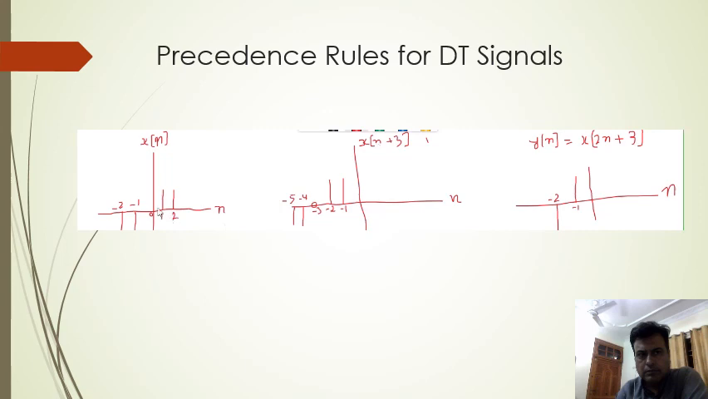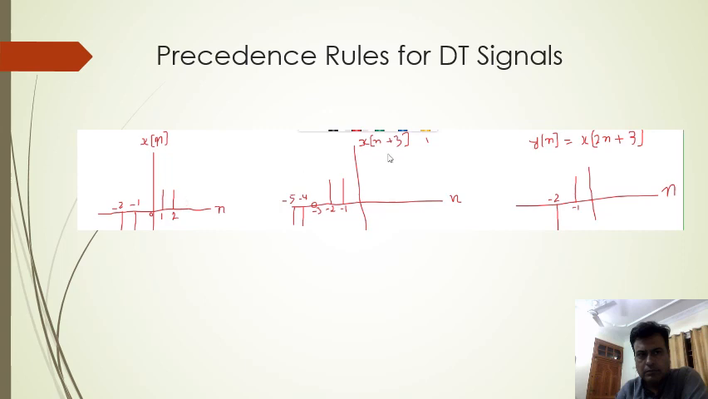Our signal x of n has a value of -1 at n equals -2 and -1. Its value is 0 at n equals 0, and its value is 1 at n equals 1 and 2. Besides these 5 points, the signal x of n is 0 for all other values of n. First we have to generate the final signal x of 2n plus 3 from this signal. So first we will generate x of n plus 3 from this x of n.